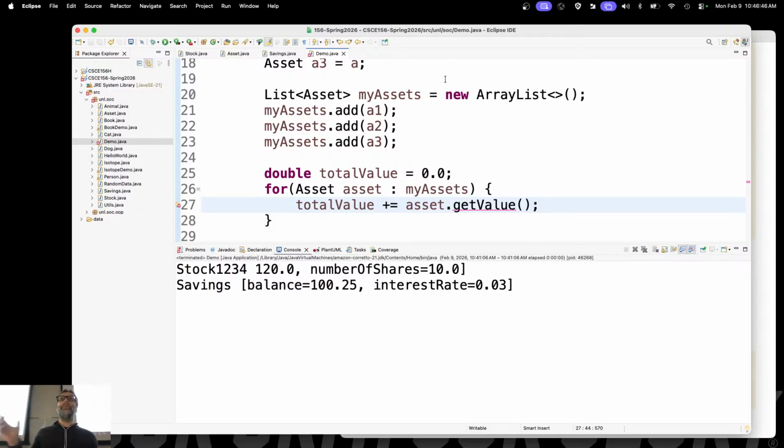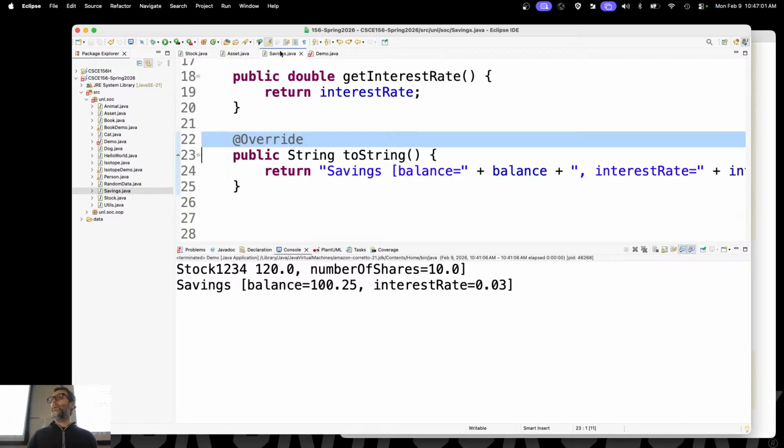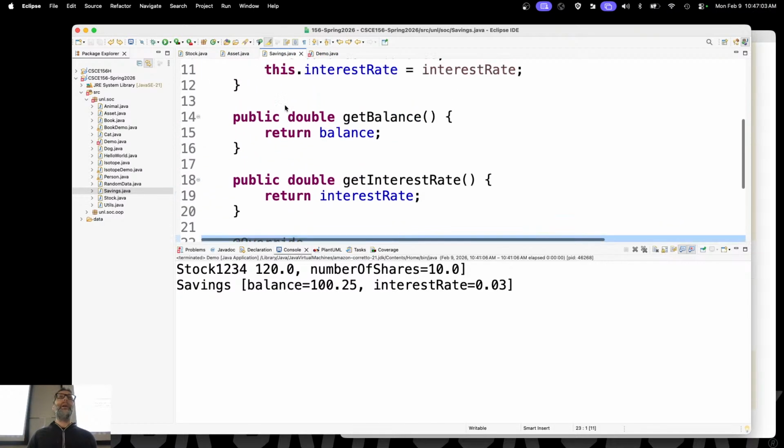How much easier would it be to treat them all as the same thing, and they all have some value, and they all know how to do their own value calculations? For example, over here in the stock, a value for a stock means that it's the share price times the number of shares. For a savings account, it will be simply just returning the balance.